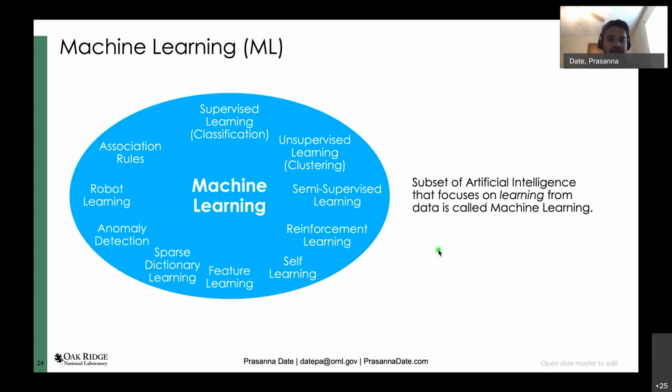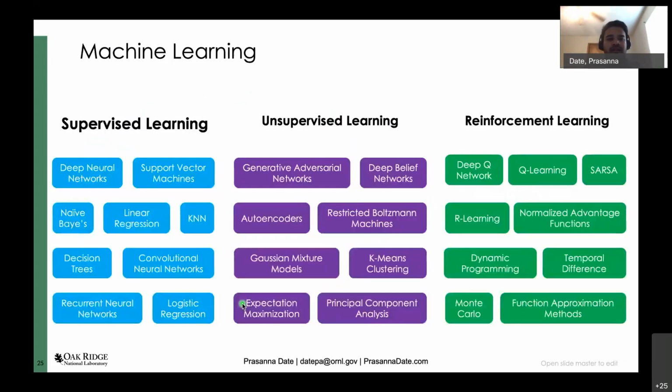So machine learning is the subset of artificial intelligence that focuses on learning from past data that we already have. And these are all the different problems in machine learning. The three big classes, I would say, are supervised, unsupervised, and reinforcement learning. And these are some of the models that you may have heard of before: deep neural networks, support vector machines, convolutional neural networks, K-means clustering, and so on and so forth.